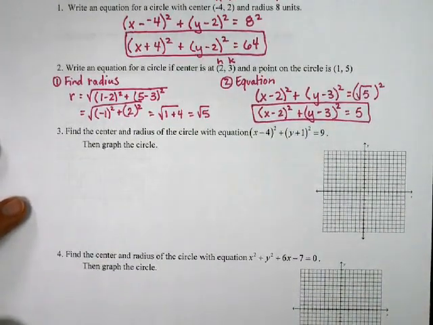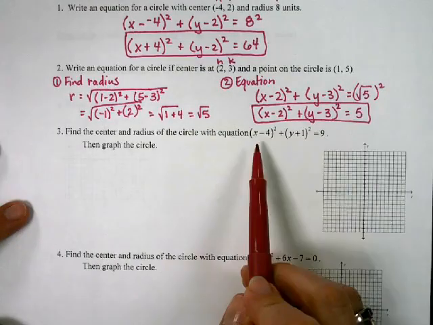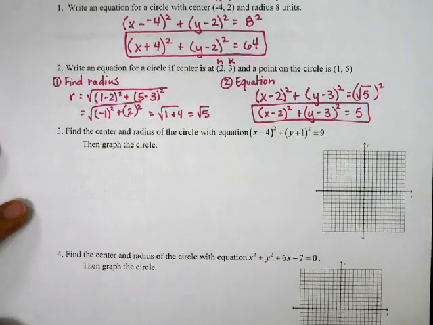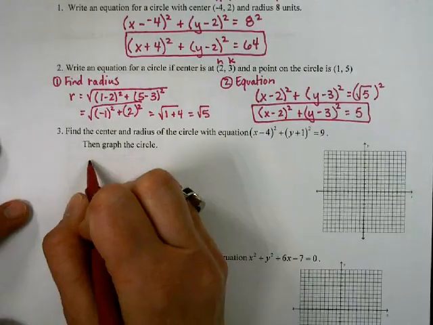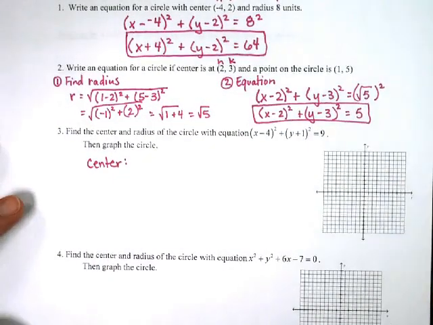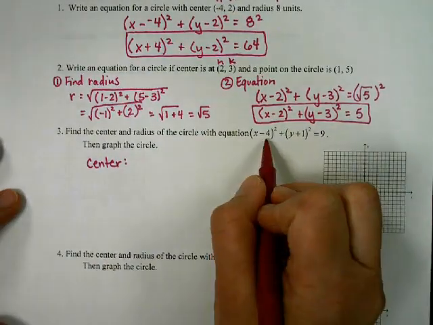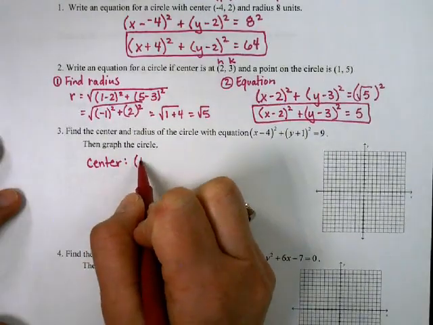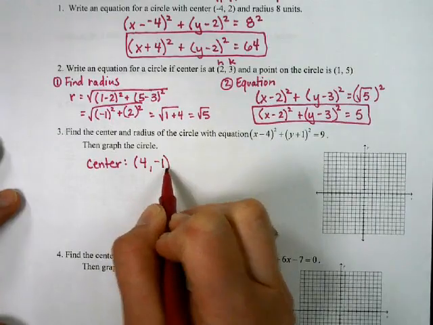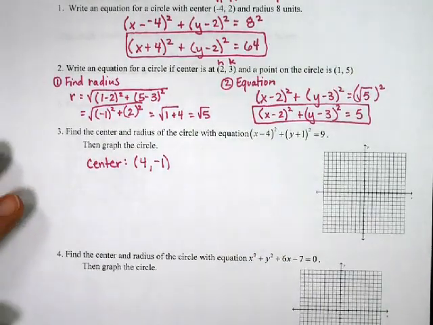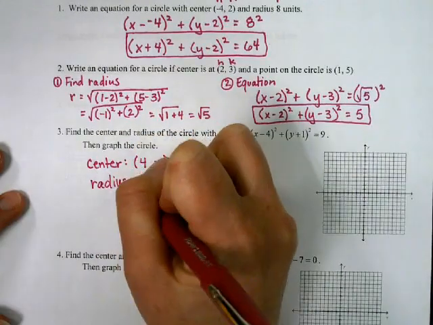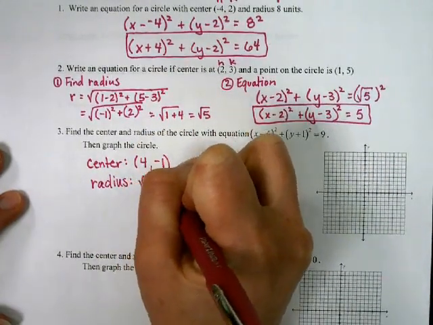All right, number 3. Find the center and the radius of the circle that has the equation (x - 4)² + (y + 1)² = 9. Then graph the circle. Okay, so we need our center. Now we're taking it out of a parenthesis with a variable, so again, we're going to flip its sign. So it's -4, so my center is going to be at +4, and +1, so that's going to be -1. So my center is at (4, -1), and my radius then is the square root of 9, which is 3.